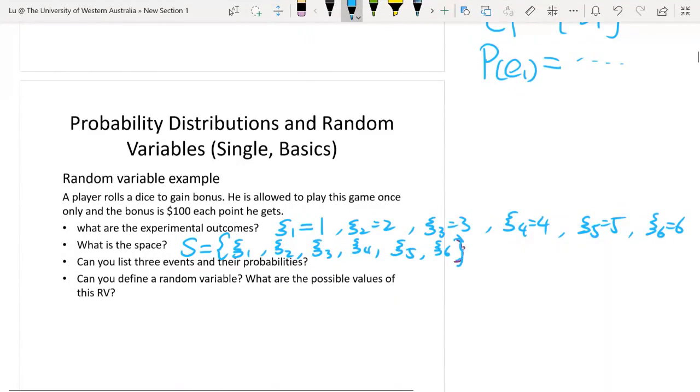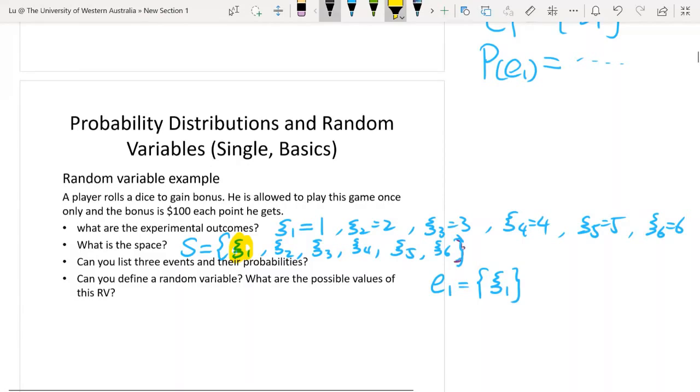Could you list the 3 events E1 and their probabilities? Yes, we can. Just to make the whole question easier, E1 is a very simple case which contains only one outcome, Z1, in its set. Z1 is the only element in E1, and Z1 is also an element in the space S. So that means E1 is a valid subset of S. So we can say E1 is one event.